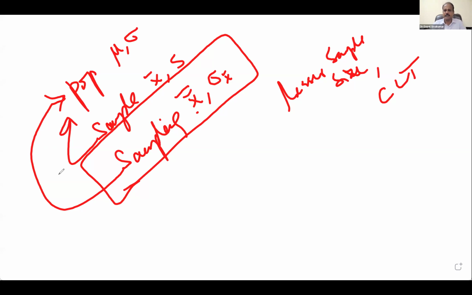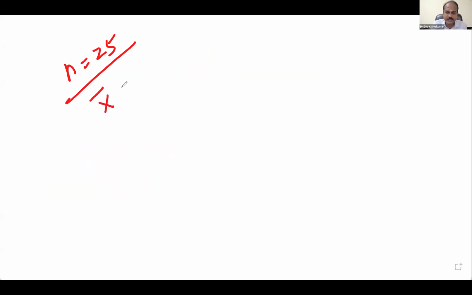Not possible, isn't it? So what you do is you go for a subgroup of 25 samples. With the help of the 25, you can find out the sample average. You can find out the sample standard deviation. And now the X double bar is nothing but X bar only, because you have taken only one sample. Average of the average is the same.